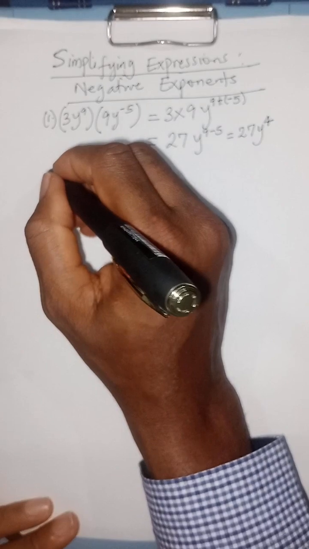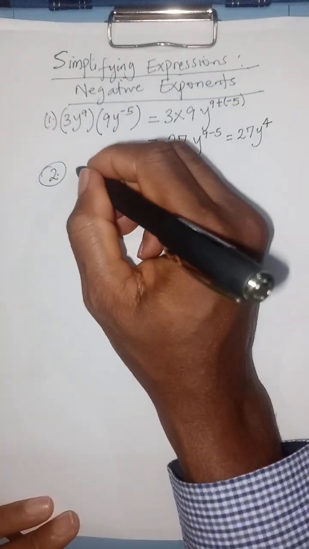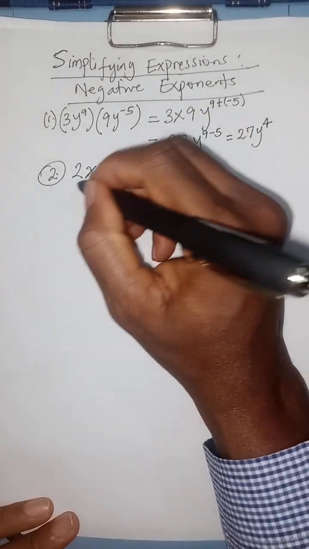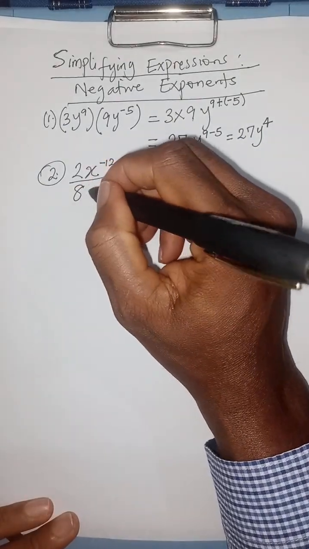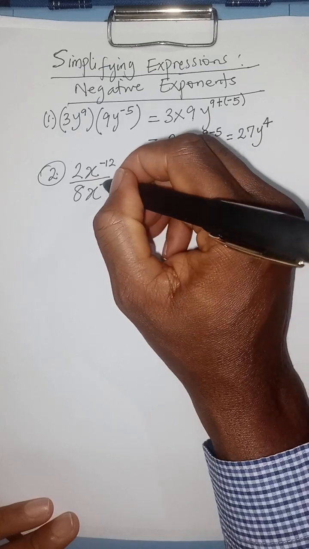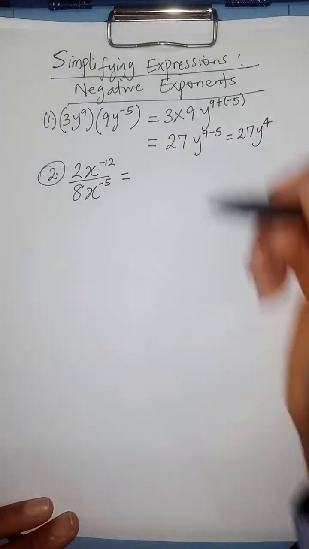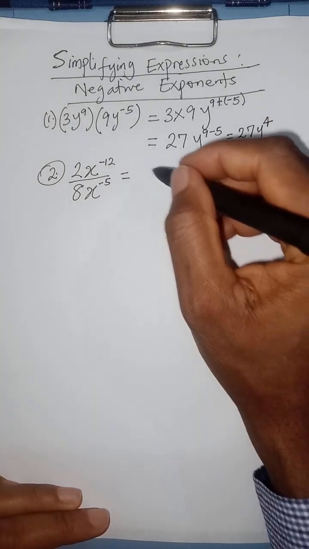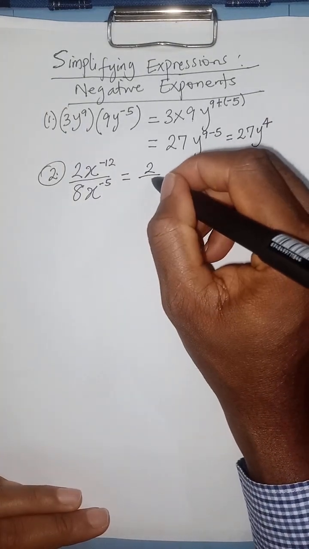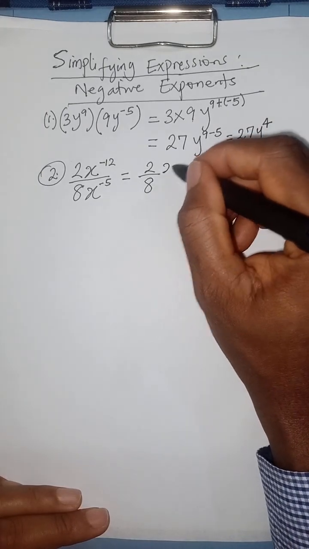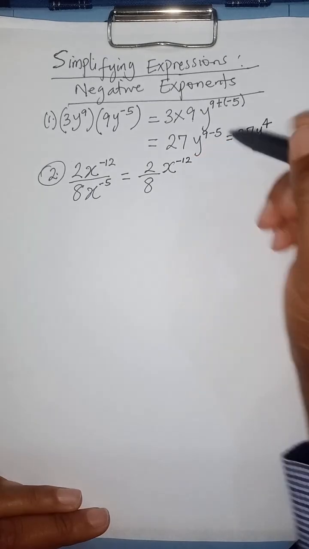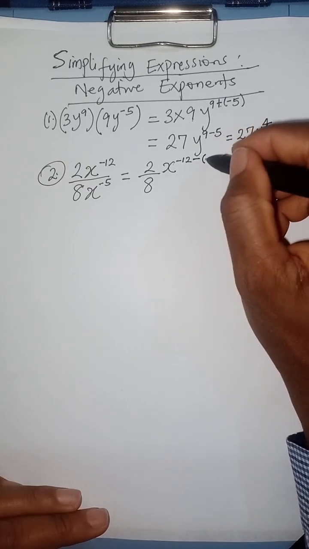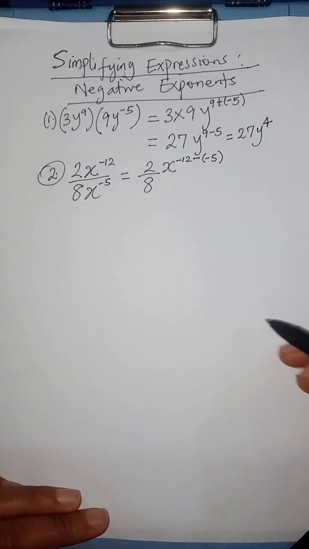Now let's check out the second question. I have 2x raised to power minus 12 divide 8x raised to power minus 5. If I have a question like this, what do I do? Same thing. I'm going to divide the coefficients separately and pick x minus 12. And because this is division, division means minus, then minus 5, close bracket.